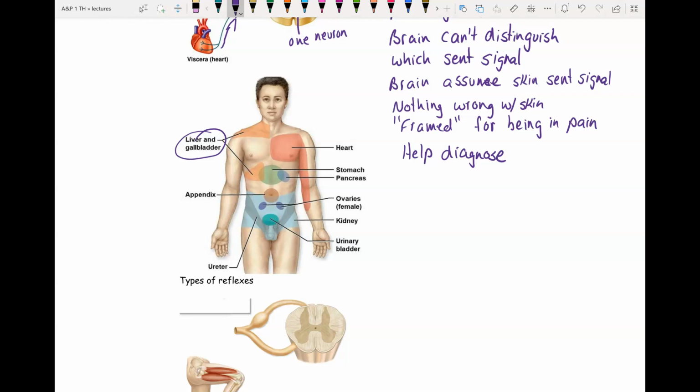Another example is the appendix. If your belly button hurts, that's a sign of appendicitis. So knowing these areas of pain can help you figure out which organ is having a problem.